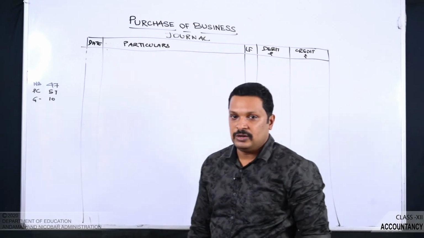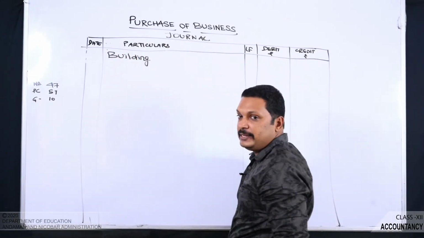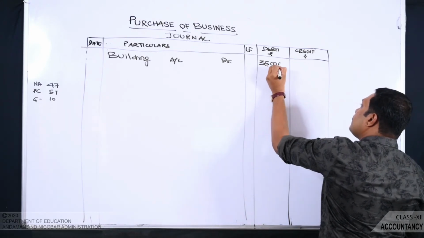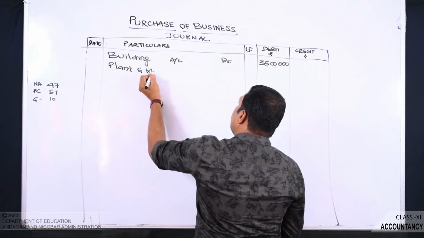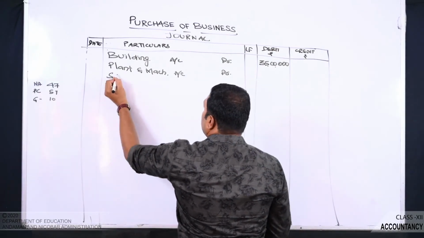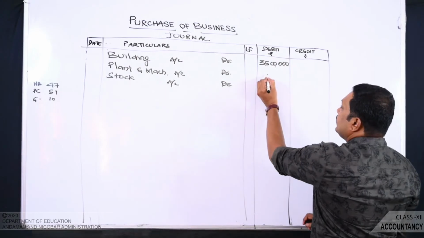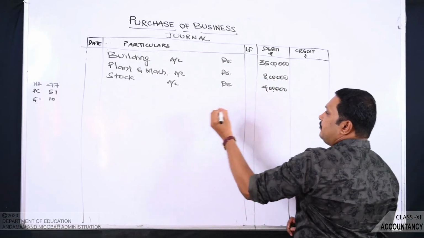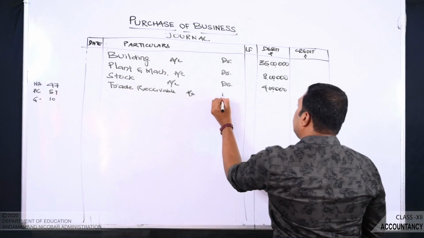Now start with assets. What are the assets we purchased? We purchased building for rupees 35 lakhs. So building account debit, we write 35 lakh here. Then what did we purchase? Plant and machinery account debit. Then we purchase stock. That is stock account debit. The stock amount 4 lakh. Here is 8 lakh and 4 lakh. Trade receivable account debit, there is also 4 lakh.